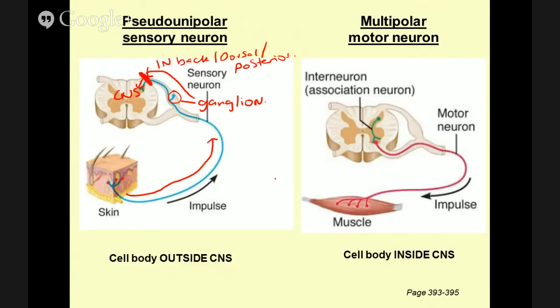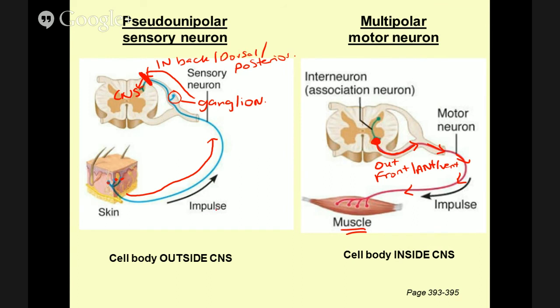So let's look at these guys and see where they are. Here you can see the cell body of the motor neuron. It's actually inside the spinal cord. And then here's the axon coming out, and again, it's coming out at the front, or the anterior, or the ventral. Remember, all those things mean the same thing. So the data is coming out on this motor neuron, and it's going to your muscle. Motor neurons are multipolar neurons, and the cell body of these neurons is found inside the central nervous system.